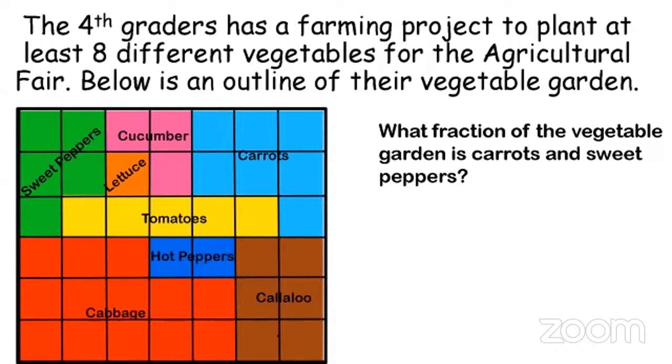Okay, so Miss, it says that there are sweet peppers and carrots. So I count up the sweet peppers and the carrots, then I add them and I put them over 42 because 42 is the total and the total must always be at the bottom. And then I reduce 12 and 42 by 2 and that's how I got my answer. Okay, so what did you use to divide into the 12? Miss, I use 2.